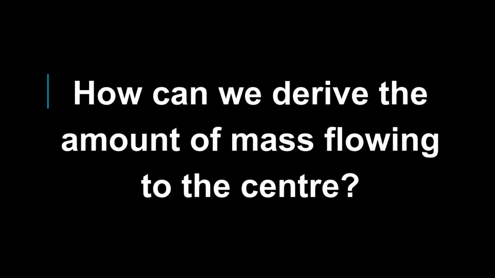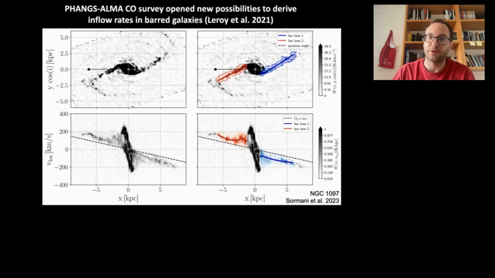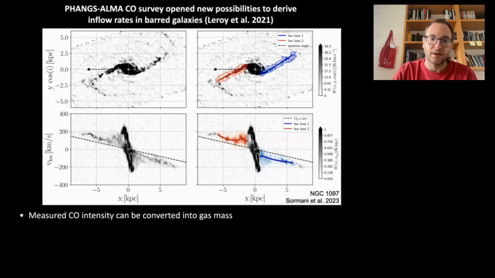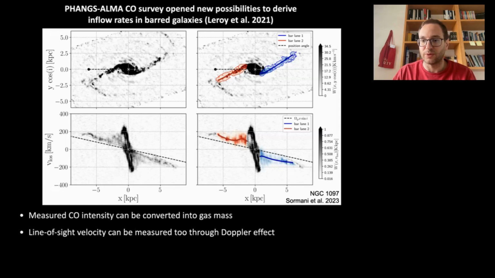How can we derive from observations the amount of mass that is flowing to the center of these barred galaxies? The PHANGS-ALMA CO survey opened up new possibilities to derive inflow rates in barred galaxies. In this survey, we measured the CO intensity of tens of these barred galaxies. CO is one of the components of the interstellar medium, and its intensity can be converted into a gas mass.